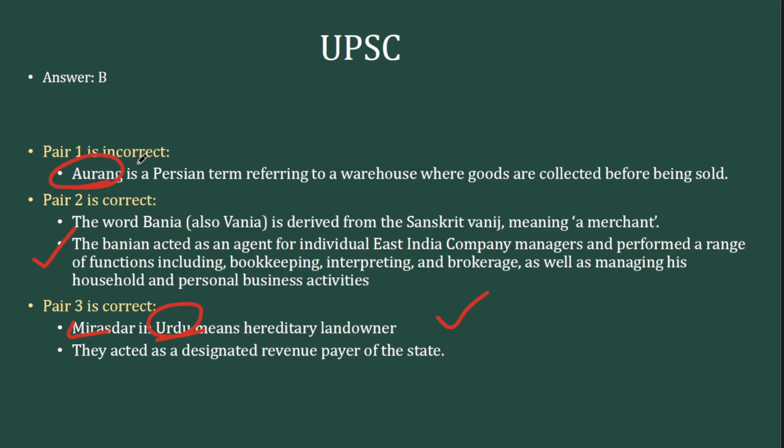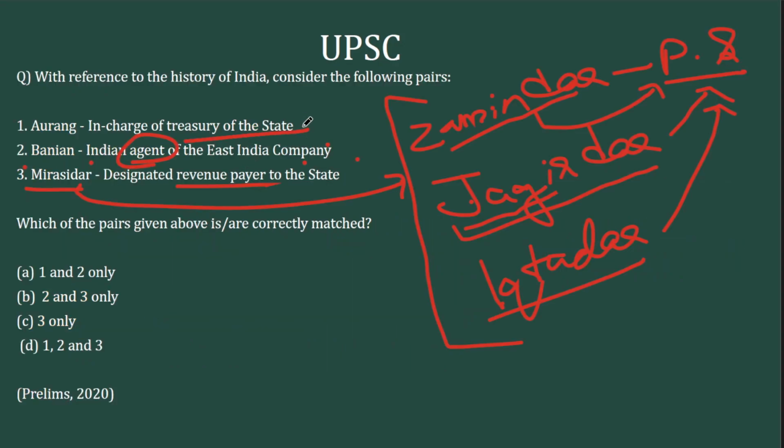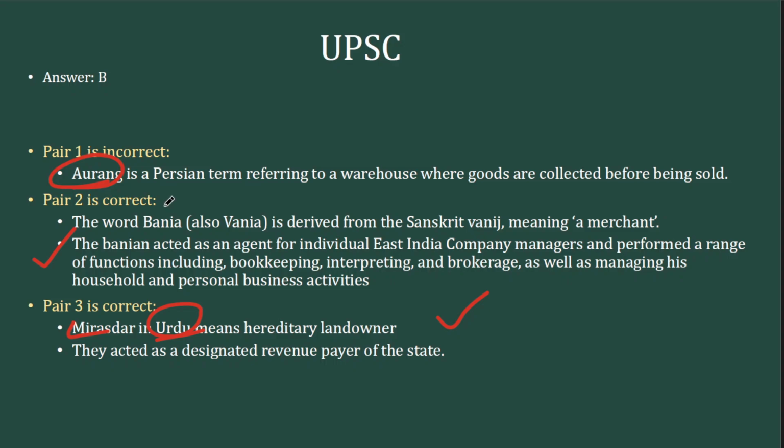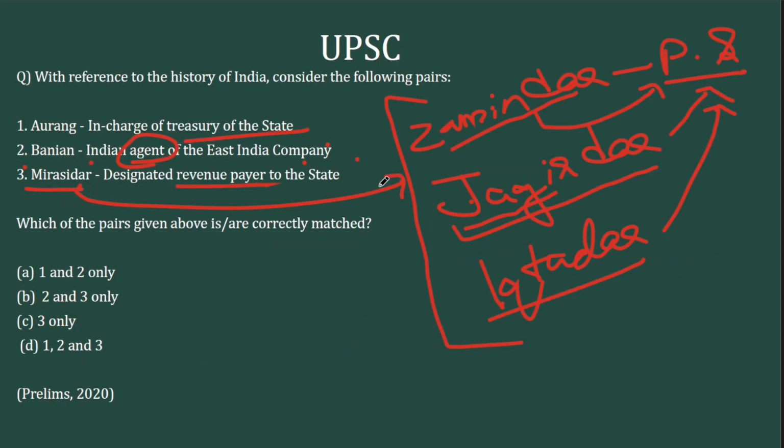This statement is wrong. What is given in the question is in charge of treasury of the state. But the correct answer is a Persian term. Aurang is a Persian term that we can infer, but it referred to the warehouse where goods are collected before being sold. So to know this option, it is very difficult. But if you know these two options, which are used in textbooks and which can be easily inferred with basic conceptual knowledge, you can eliminate this.